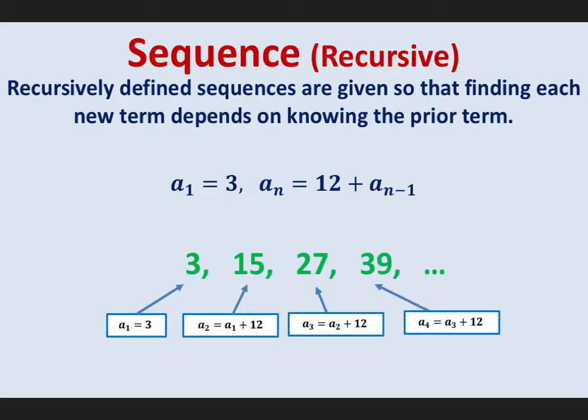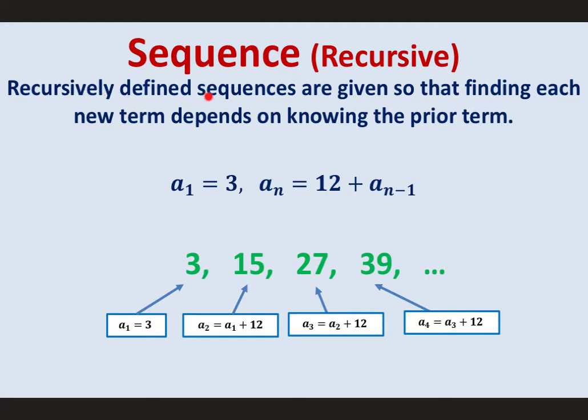Another way we can define a sequence is with something called recursive. So think about this, recursive. It's like re and curling. Those are the two words that I hear in there. So the way you can think of recursive is that each next term is defined based on the previous term. So you have to use the previous term to get the next term. So it's kind of recurling on itself.